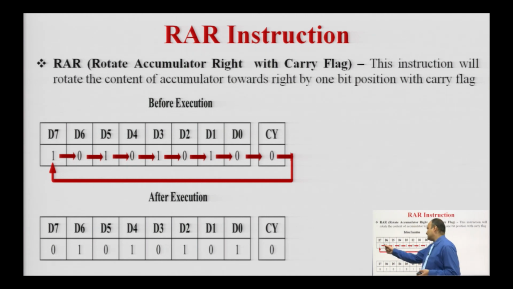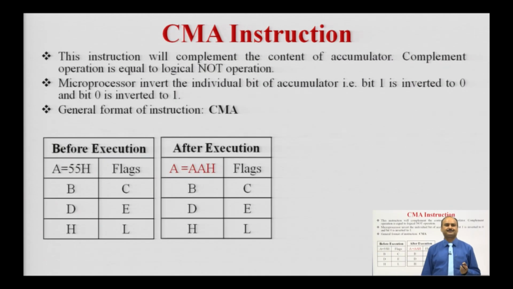Before that, D7 was 1, and after this operation the carry bit is shifted to D7, so it becomes 0. Now the content of the accumulator becomes 01010101 and the carry bit, since the D0 bit is shifted to the carry bit position, becomes 0. This is the meaning of the RAR instruction.